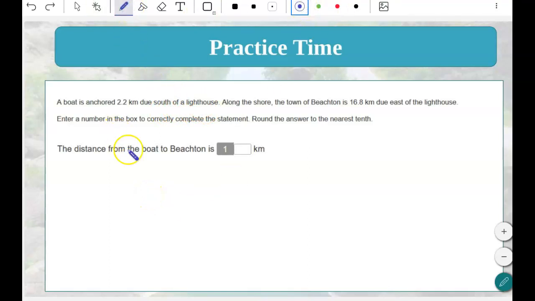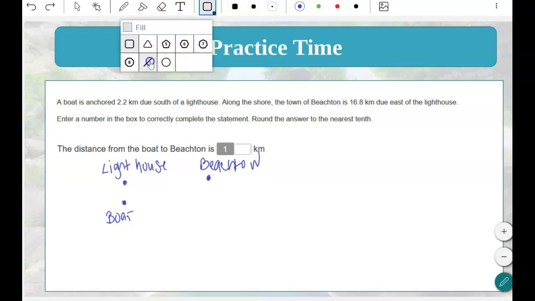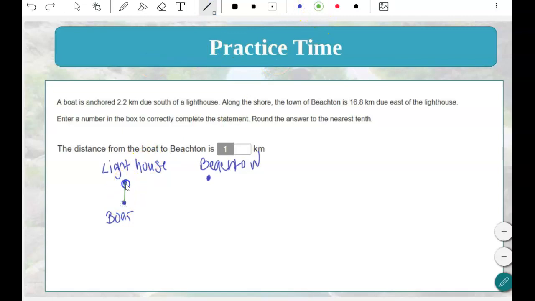All right, so we have our lighthouse here. And then our boat would be anchored here. And then it says that along the shore, the town of Beechton is 16.8 kilometers due east of the lighthouse. So that's going to be here, and this is Beechton. You're going to have to know your directions: north, south, east, and west. And we're going to connect those together. Put this in green. I didn't do a very good job of getting that straight, but that's okay.